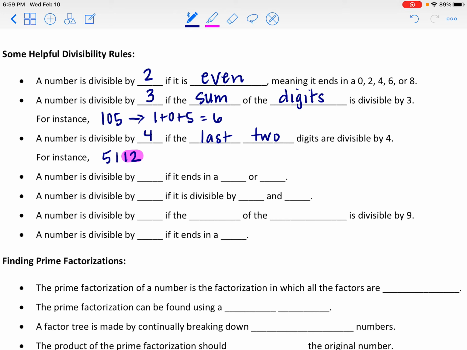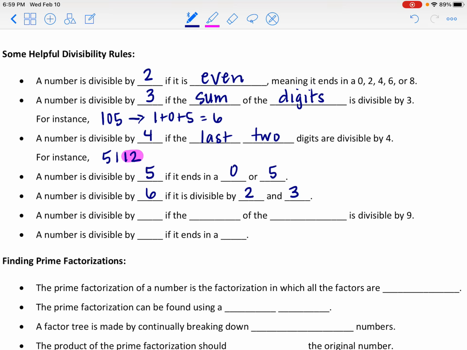A number is going to be divisible by 5. This is probably a rule that you know. This is one that tends to stick in the memory. If our number ends in a 0 or a 5, then we can divide it evenly by 5. Divisibility by 6. Probably don't know this one, but it makes sense. If the number divides by 2 and 3, it will divide by 6. So if it's even and the sum of the digits is divisible by 3, if both of those rules apply, then it will divide by 6.